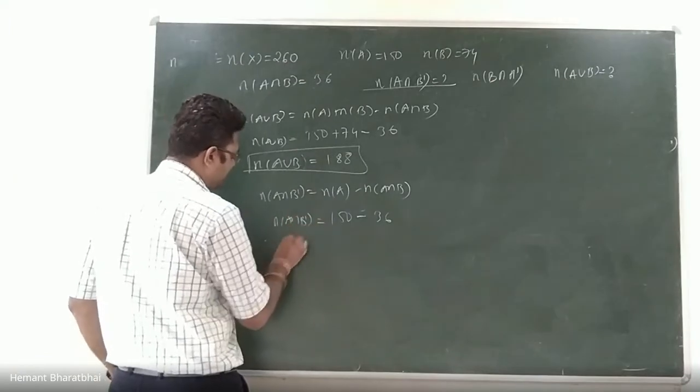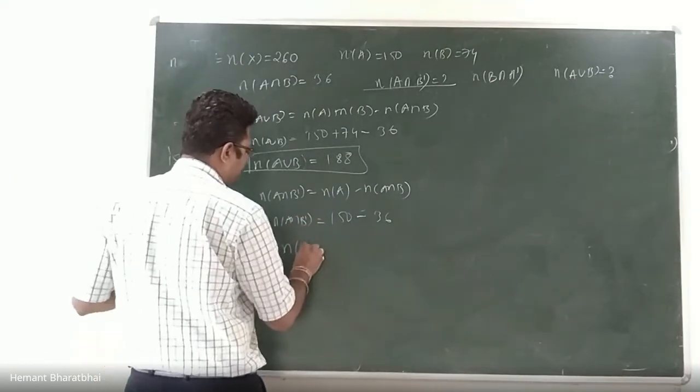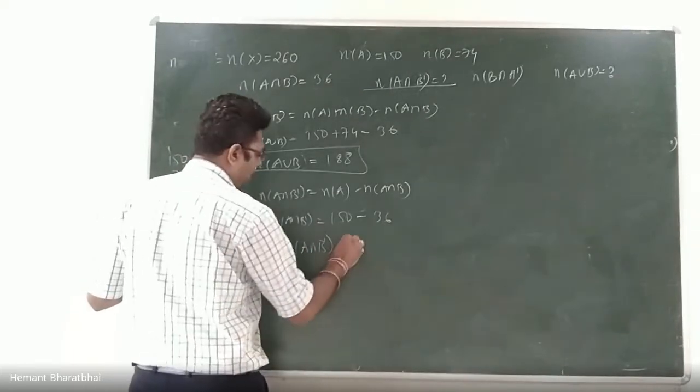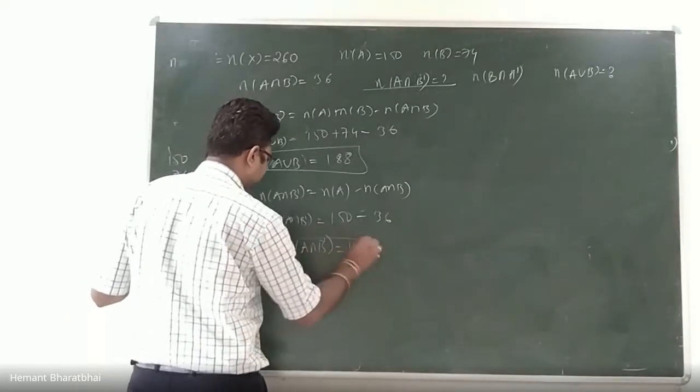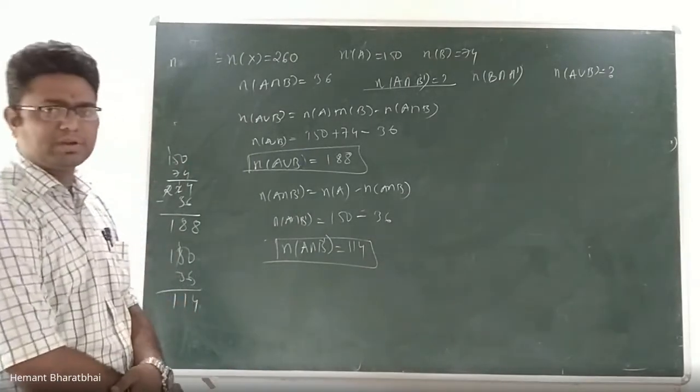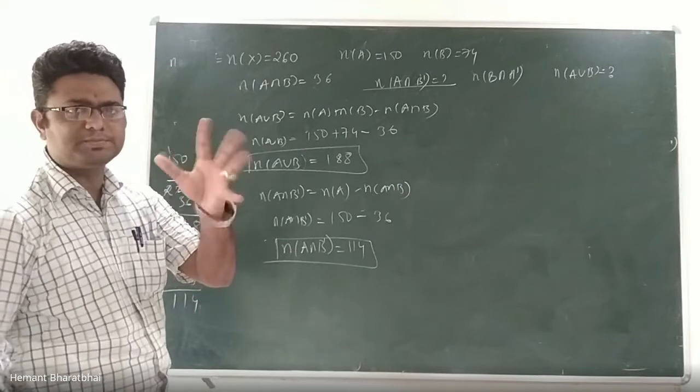So the number of students who are exposed to chemical A but are not exposed to chemical B is 114. So a total of 114 students are exposed to chemical A but they are not exposed to chemical B.